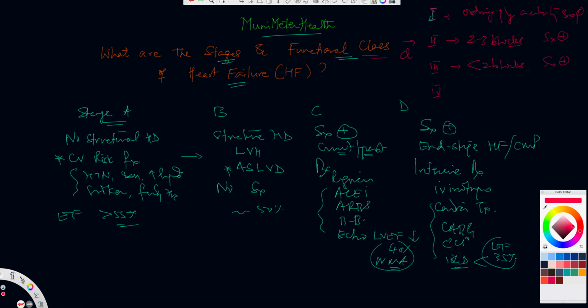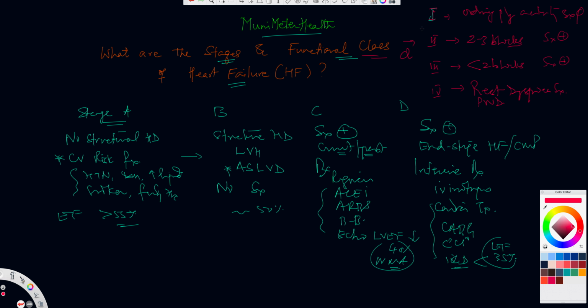Again, symptoms are not at rest, but they can be provoked by less than ordinary activity. Here, the symptoms are present only when you exceed the ordinary activity. And stage 1, ordinary activity, there are no symptoms. And stage 4 implies that there is rest dyspnea. In other words, these patients have angina or dyspnea or shortness of breath, as I said, and sometimes even PND, which is considered at rest, obviously. So PND is considered as class 4. So these patients have symptoms even at rest.